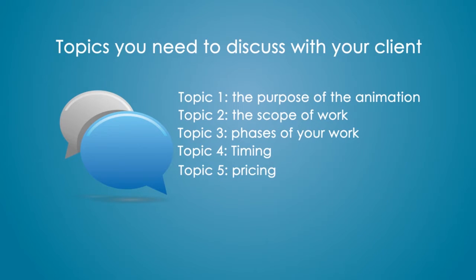Topic number 5, pricing. Pricing can be set in rates per minute or seconds. For example, for every minute of animation, your price rate might be $2,000, and maybe they need a 5 minute movie. So your pricing will be 2,000 times 5, that's $10,000.